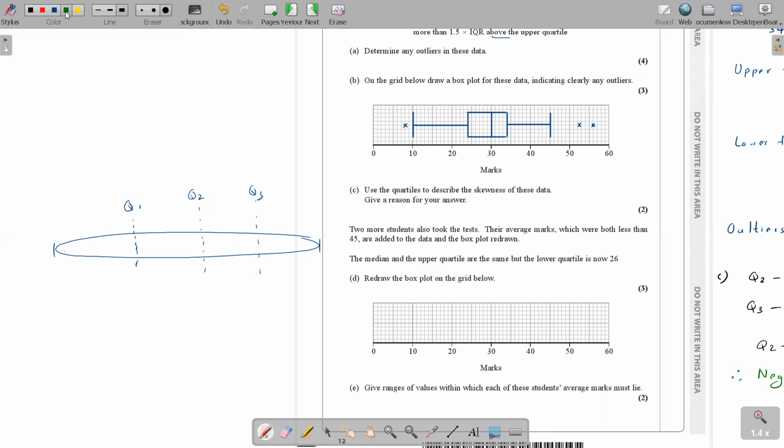Now let's say Q3 is how much? 34, right? Q2 is how much? 30. Q1, now this is the original data set, Q1 is 24, right? Can you all check this is okay? So they are saying here the average marks are both less than 45, which means it's definitely part of your data set. And they say the median and the upper quartile are the same.